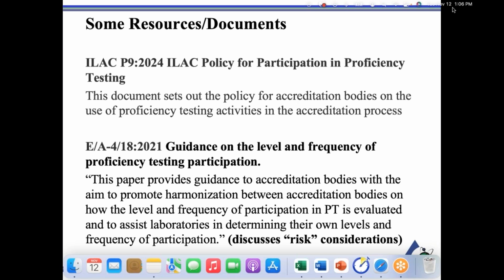Now, the ILAC is international. There are regional accreditation groups. PJLA, along with the other American accreditation bodies, are members of the Asia Pacific Laboratory Accreditation Cooperation. In Europe, it's the EA, and they also have a guidance document on proficiency testing participation, which takes the ILAC document and is in agreement with it. One of the things about their document that was kind of interesting, given the time it was developed and released, is that it started a lot of conversation with regards to risk in terms of proficiency testing participation.